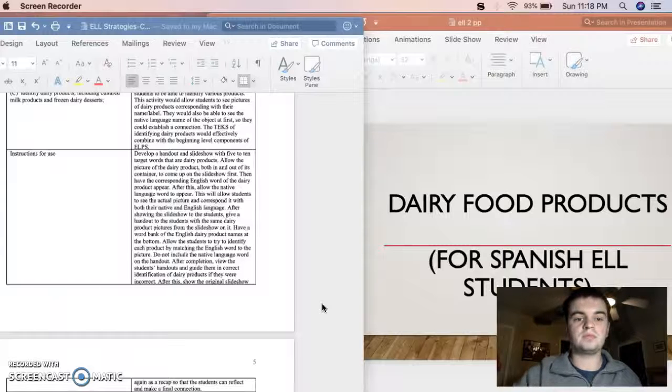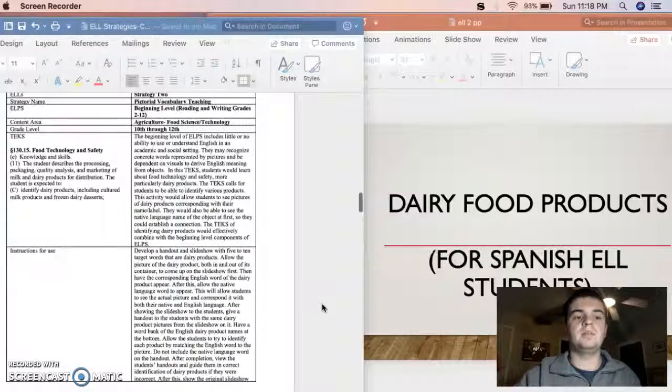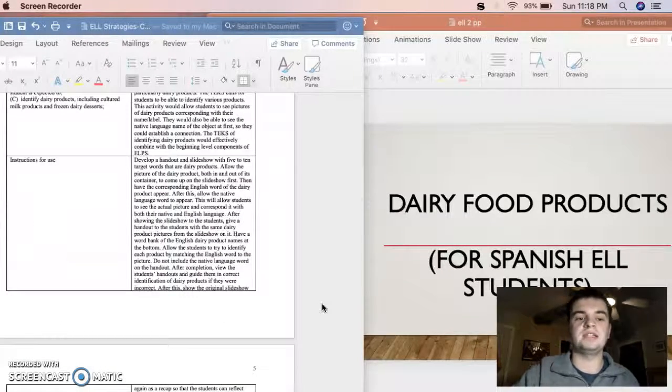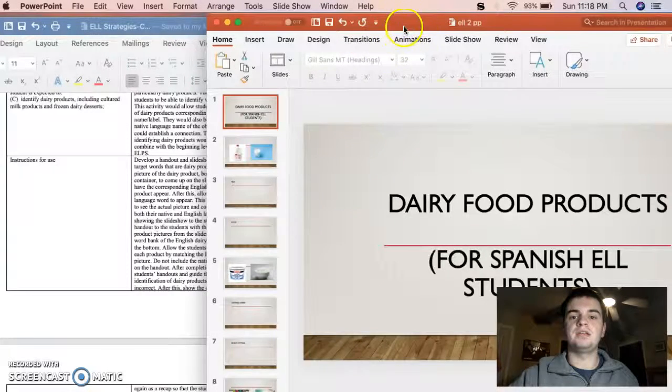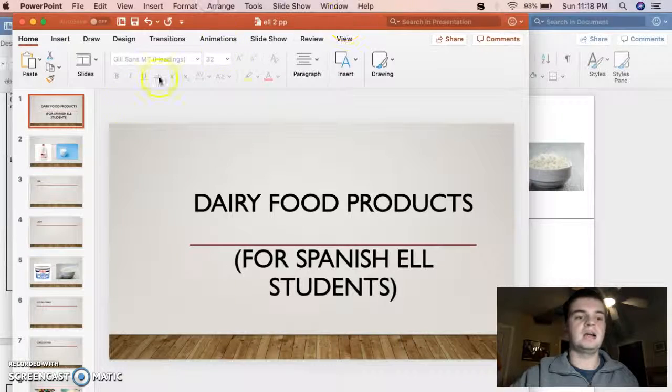And so what you can do, the strategy suggests, is to develop a handout and slideshow, and I'm saying 5 to 10 target words, and so these are going to be going over dairy products, since that matches the TEKS. You allow the students to see a picture of the object, then see the English word for it, and then see the native language word for it. On the PowerPoint you show them at first. So this is a PowerPoint I developed for dairy food products, because that's part of the TEKS, learning and identifying dairy foods for the food science and technology part of agriculture.